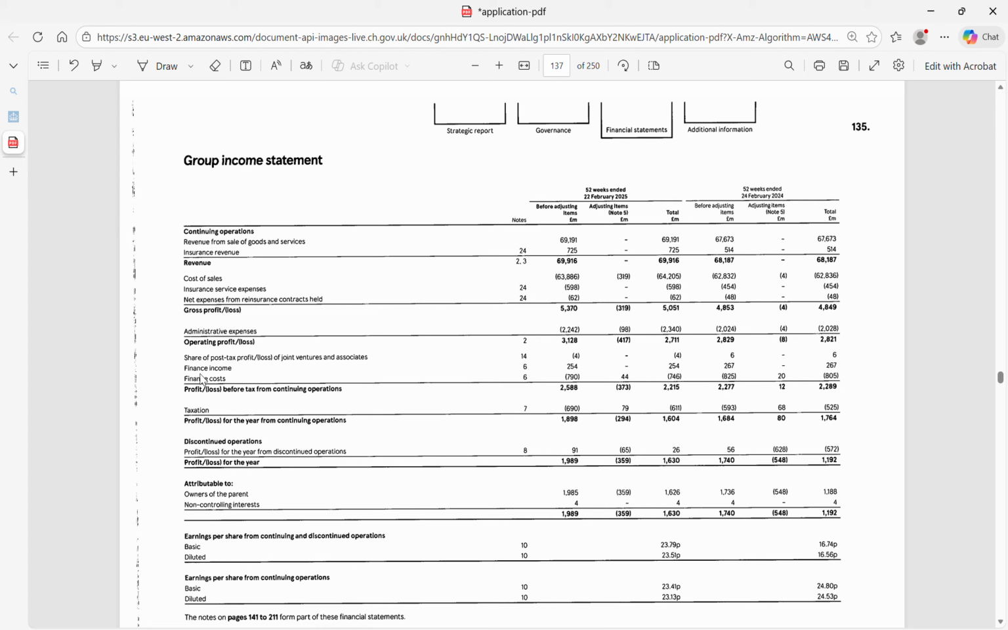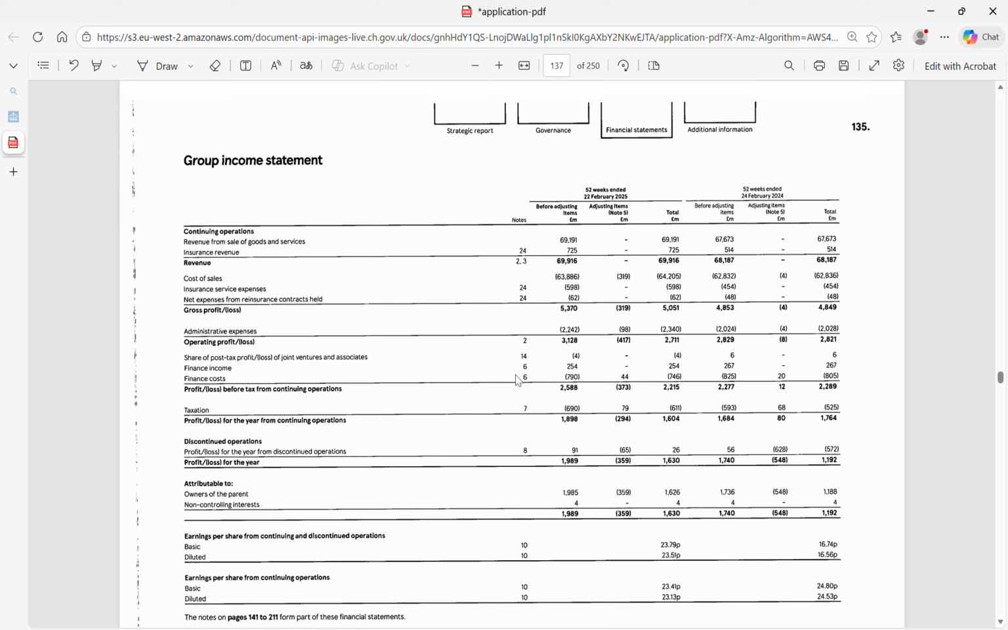So share of post-tax profit or loss in joint ventures and associates. So this will be their share of profits where they have an interest in another business, in another company, but their interest is not the controlling shareholding. So they've got a bit of a business interest in another venture, and they're required to recognise the profit on their statement in that way.